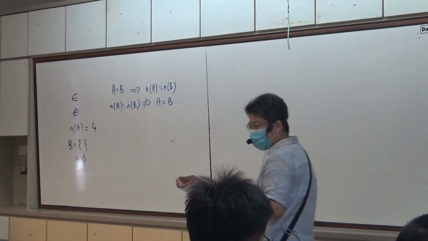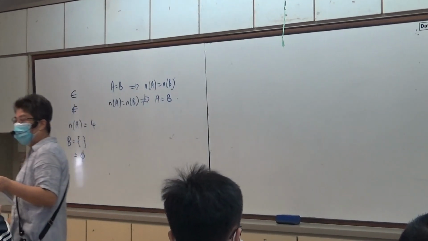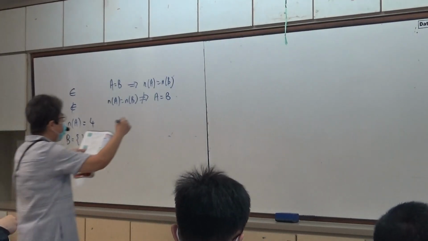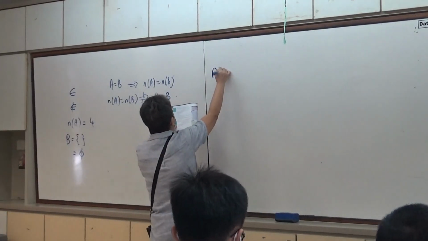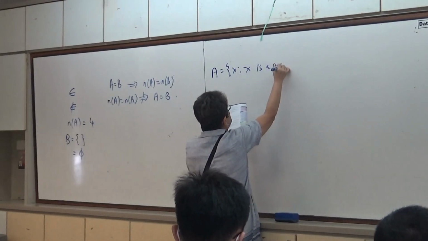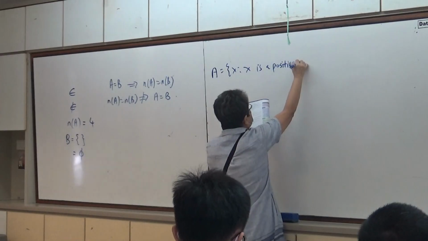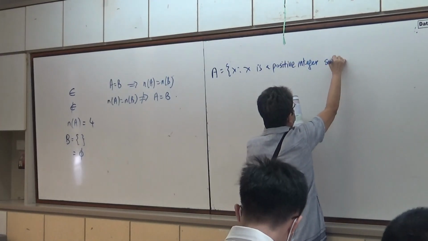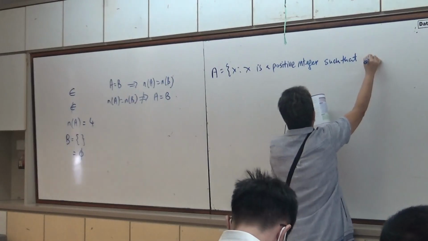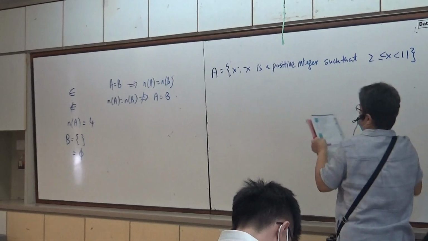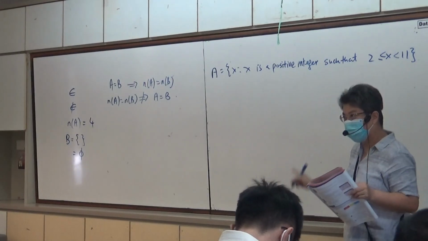Okay, page 4. I'm going to do example 1. I have not done this, right? Now, it is given that A is x such that x is a positive integer. X must be like that, right? Correct. They tell you this.